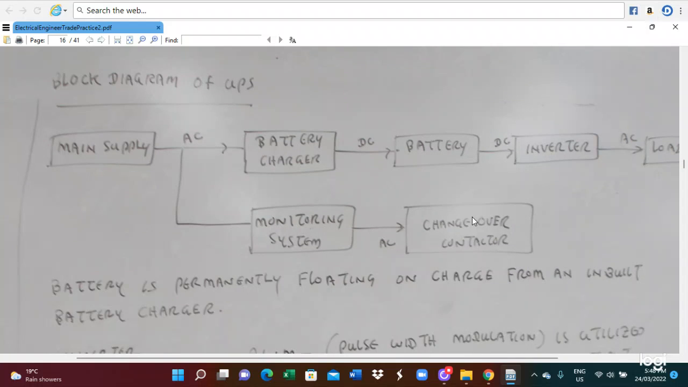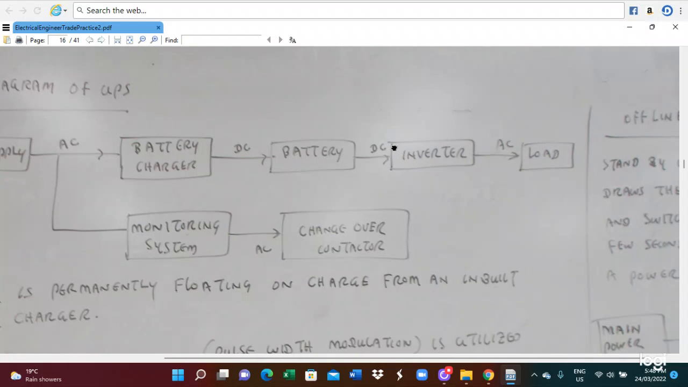So this is the block diagram of the uninterruptible power supply. The main supply provides the AC, so it goes to a battery charger and changes to DC, and batteries are supplying a DC to inverter, and then this inverter transforms it to AC and supplies the load. In the meantime, the AC is connected to the monitoring system. So the AC supply is monitored, and then it can execute the changeover switch.